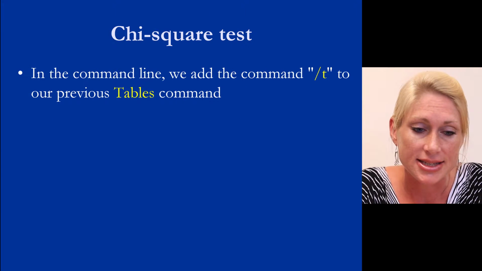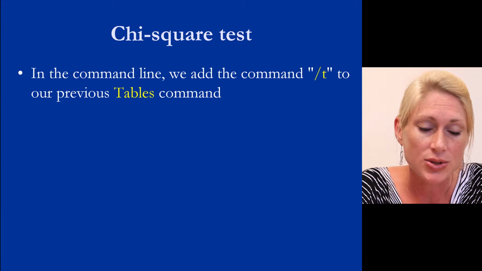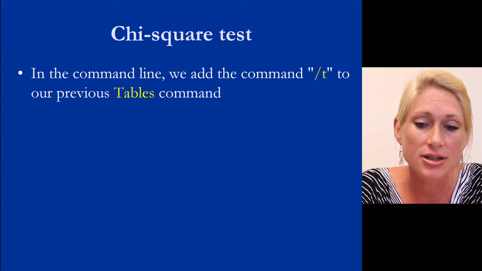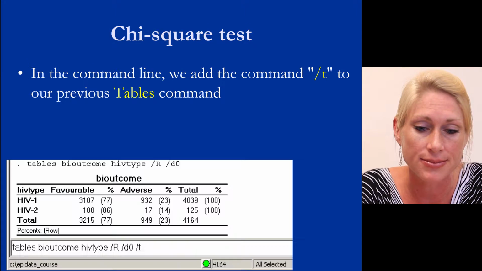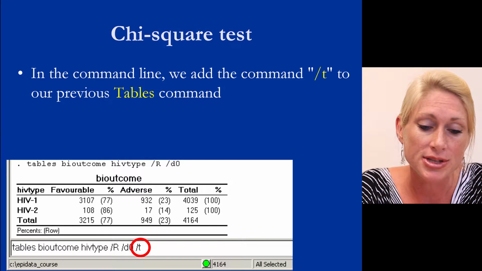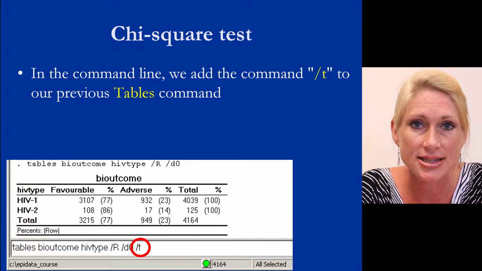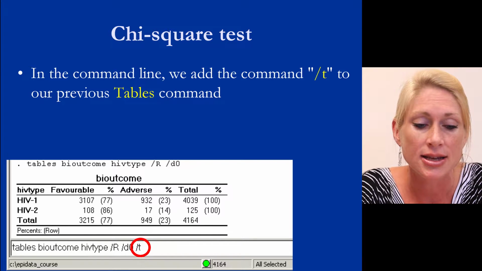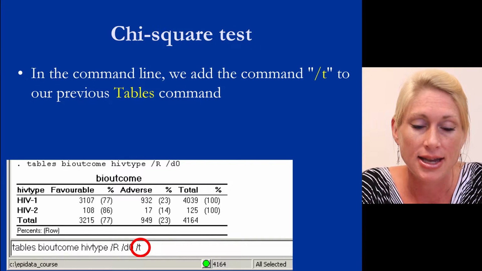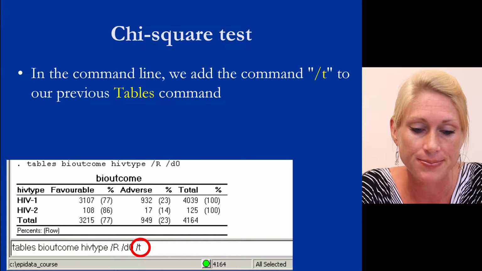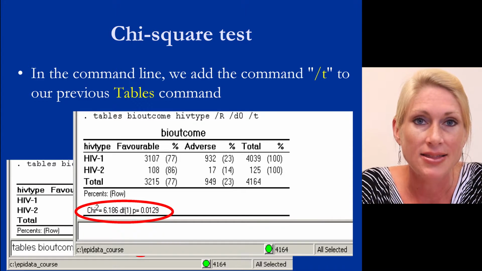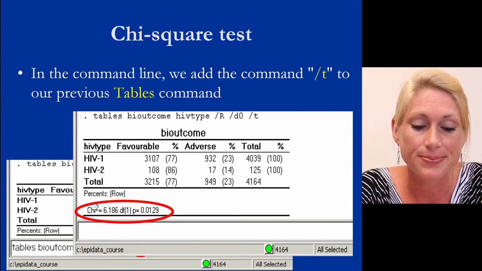So the chi-squared test. To do the chi-squared test, in the command line we add the command space /t to our previous tables command. And just to note, the t here does not mean t-test. It is telling EpiData Analysis purely to do a test. And EpiData Analysis is quite clever in this regard, in that it recognises that we are analysing two categorical variables, and it knows that the most appropriate test is a chi-squared test. So we run that command, and this is the result of the chi-squared test.